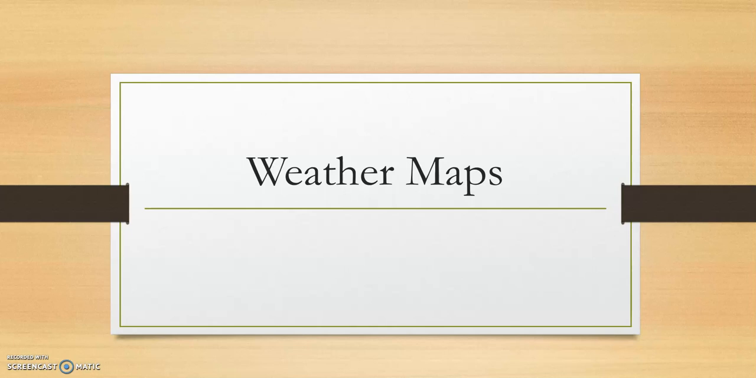Now that we are done with all our weather elements, it's time to apply what we have learned. In my last lesson, we were speaking about the different types of symbols that we use on a weather map. So today we're going to look at the weather map and see if we can interpret the different symbols that are used on the map.